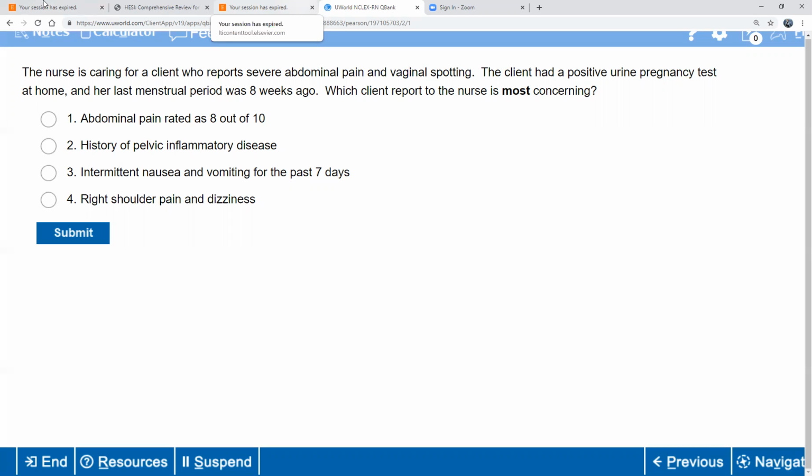I'm looking into abdominal pain rated at 8 out of 10. Right shoulder pain and dizziness. Okay, what's the right shoulder pain and the dizziness? What's that? Could be. Oh my gosh, I just forgot. Let's see what right shoulder pain and dizziness means.